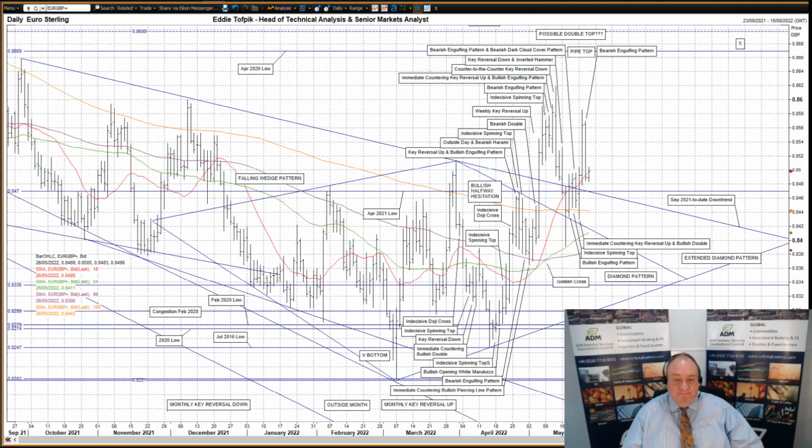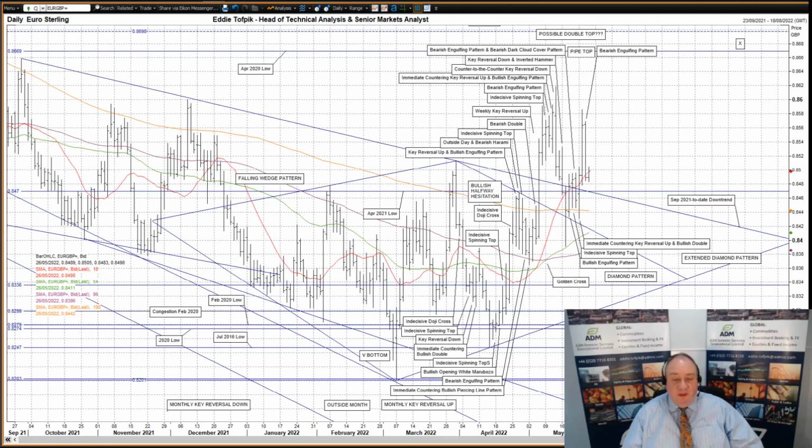Euro sterling. A really interesting piece of action yesterday. A huge bearish engulfing pattern that created a pipe top and may well have created a possible double top over the whole of the May action. The market halted ahead of testing down to any significant support levels, but it still means that just below current levels we have support from the following.